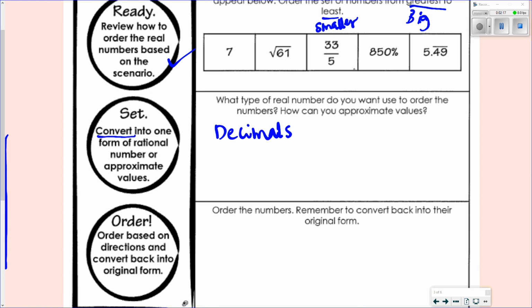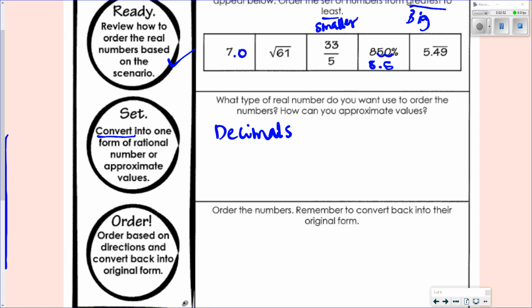All right, and then we're just going to put our numbers here. So 7, it's just 7.0, right? Our percent, this is where our decimal is, right? And to undo a percent, you can divide it by 100 or move it to the left twice. So this is 8.5, and I'm just going to rewrite it to make it look nicer. This is already a decimal. It's 5.49, and it's repeating. I think we can leave that alone.